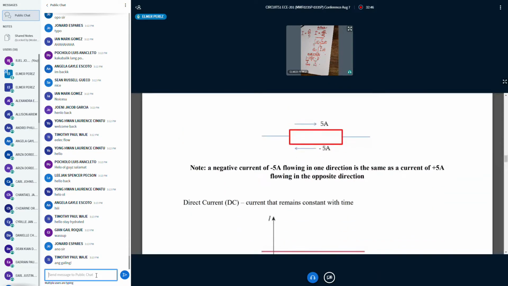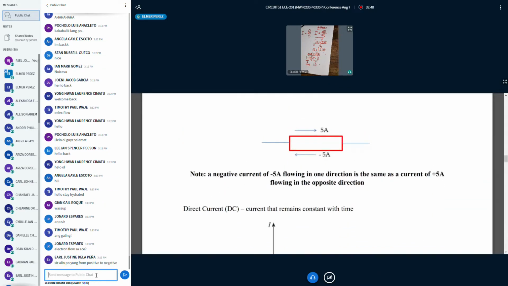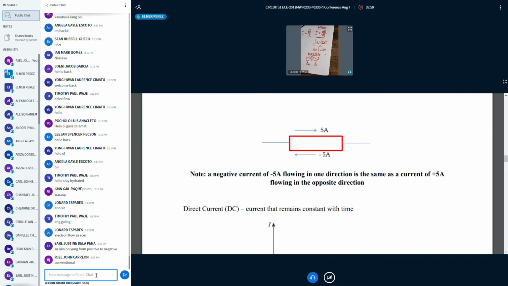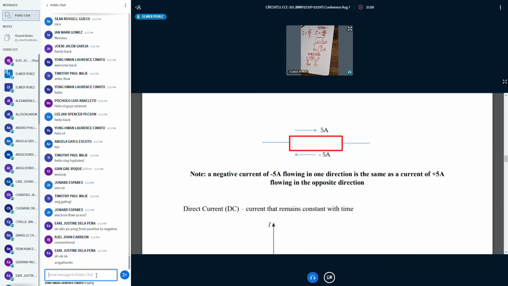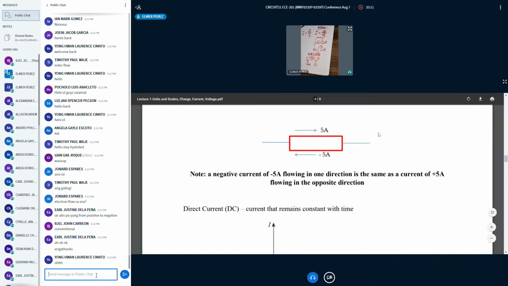So, a negative current of negative A flowing in one direction is the same as a current flowing in the opposite direction. Okay, pag nag-solve tayo, pag nakakuha kayo ng negative, it doesn't mean that your answer is wrong. Ang ibig lang sabihin nun, yung assumption ninyo nung mag-solve kayo is baliktad lang. But it doesn't mean you're wrong. You're still correct. Okay?